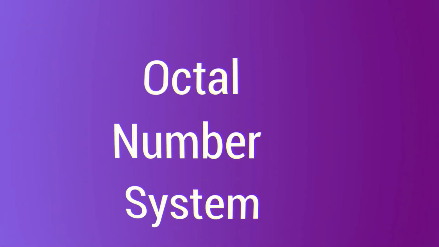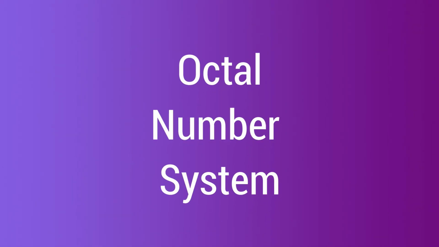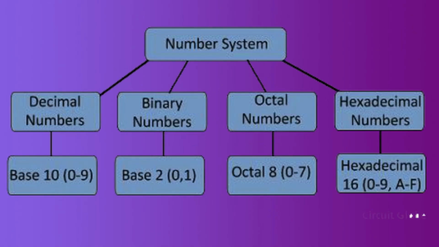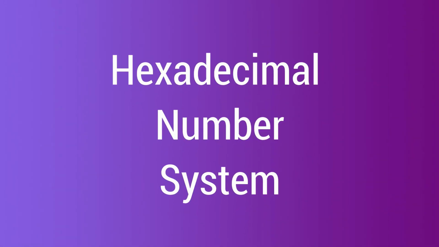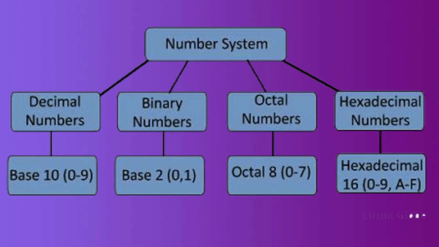Next number system is the octal number system. Those number systems which use only 8 digits comprising of 0 to 7 is called octal number system. Next is the hexadecimal number system. Those number systems which use only 16 digits consisting of 0 to 9 and A to F is called hexadecimal number system.